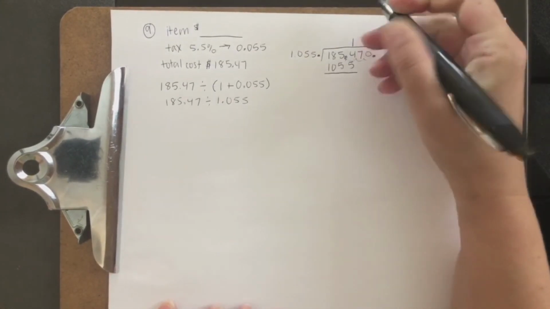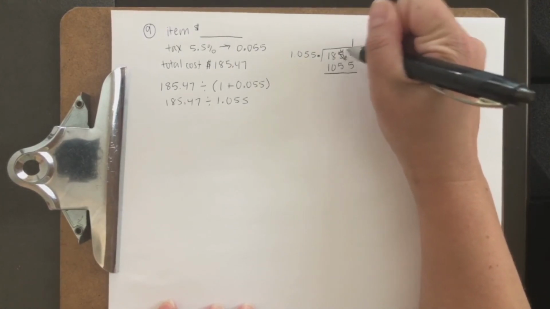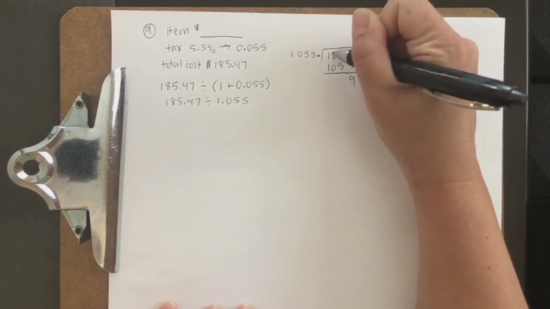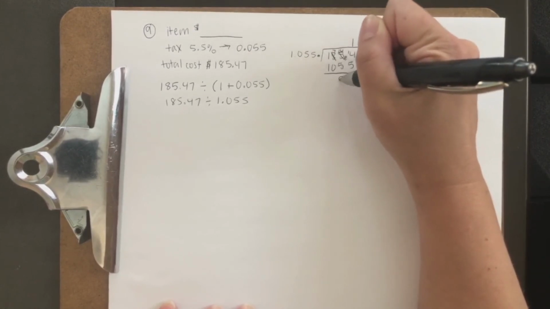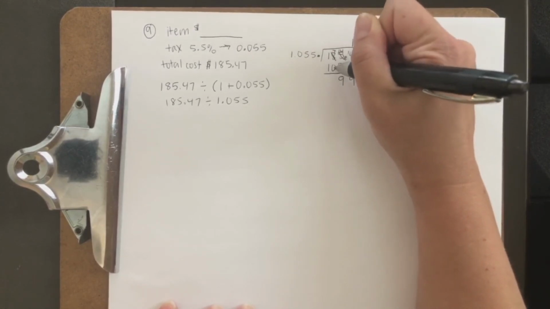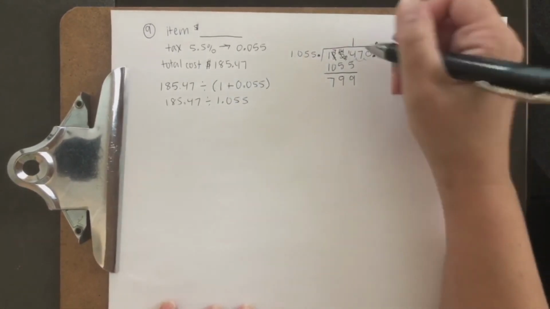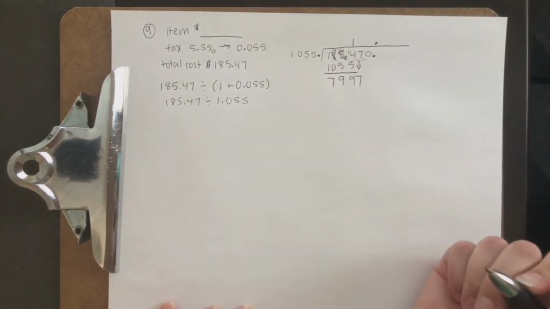1055. I need to borrow from this 5 and give to that 4. 14 minus 5 is 9. I need to borrow from this 8 and give to that 4, so 14 minus 5 is 9. 7 minus 0 is 7, and 1 minus 1 would be 0. So I have a remainder of 799. Let's bring down our next number, which is a 7.